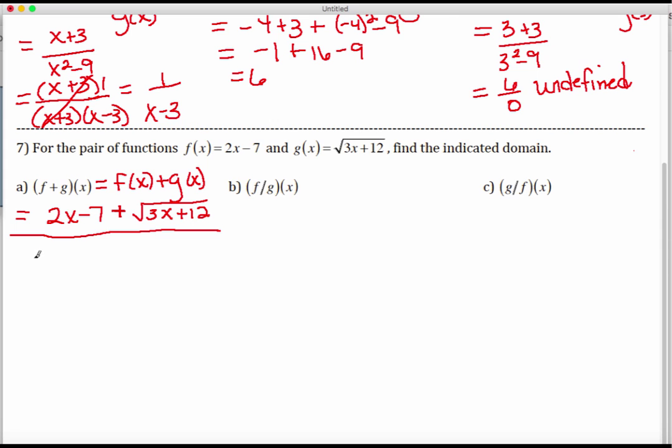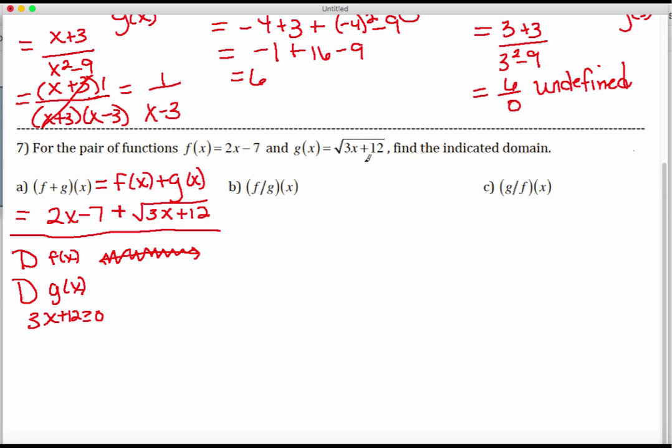And then we need to find the domain. And the domain is the intersection of the domains of the original functions. The domain of f of x, I'll just put D for domain, and then f of x, is going to be all real numbers. And the domain of g of x needs to be found by taking your 3x plus 12 and setting it greater than or equal to 0.